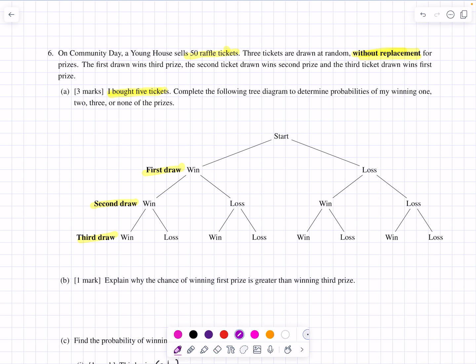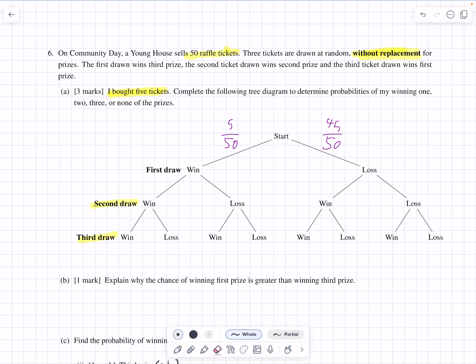So we start the raffle and there's 50 tickets left. And so on the left there where it says win, that branch there, the person has 5 tickets, so actually they have a chance of winning of 5 out of 50. But losing on the right will be 45 out of 50.